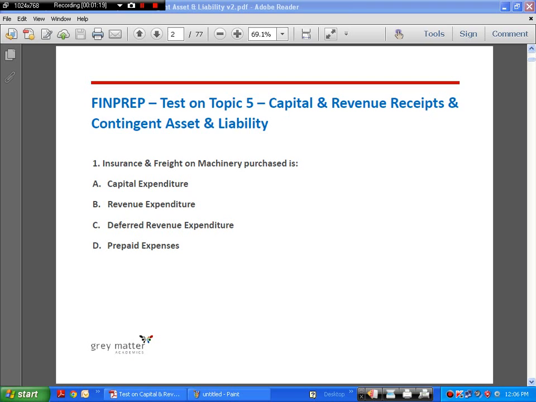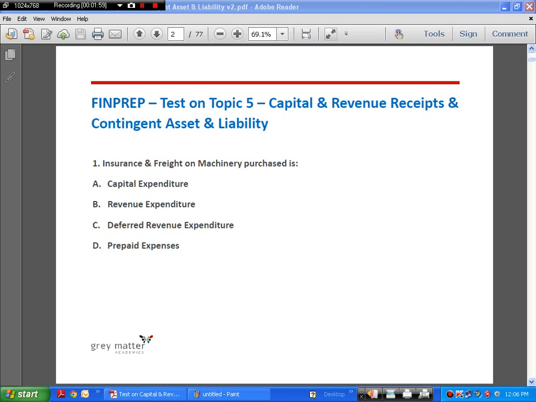Revenue expenditure is an expenditure that is incurred with respect to the day-to-day operating activities, or an expenditure incurred on an asset in order to maintain the earning capacity of an asset. For example, repairs, salaries, rent, whitewashing of a building. All these are expenses incurred either to run the day-to-day operations, or to maintain the existing earning capacity of an asset. Such expenses are called revenue expenses, and they find their place in the profit and loss account.